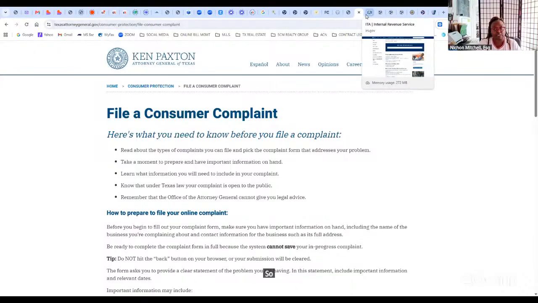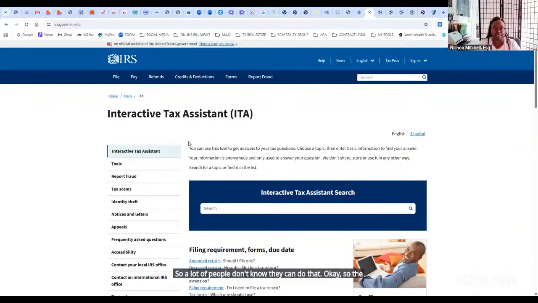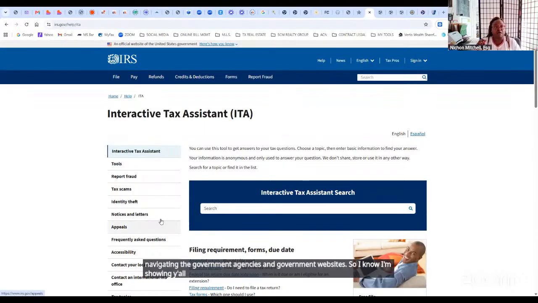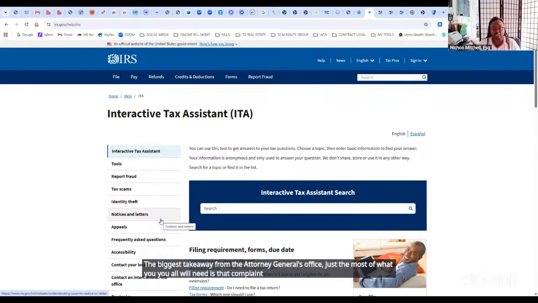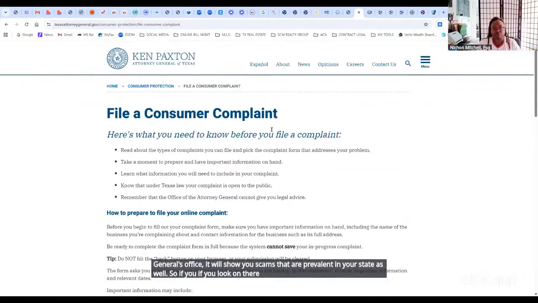So a lot of people don't know they can do that. Okay, so the next site is for navigating the government agencies and government websites. I know I'm showing y'all websites, but the biggest takeaway from the Attorney General's office, for most of what you all will need, is that complaint process. But also on the Attorney General's office, it will show you scams that are prevalent in your state as well. So if you look on there, it'll show you that too.